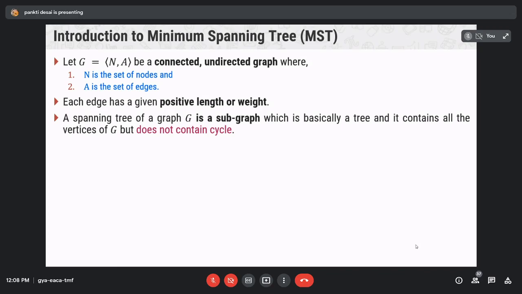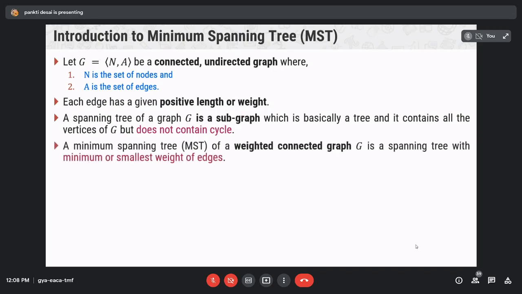Now next is the spanning tree. So what is a spanning tree? A spanning tree of a graph G is a subgraph which is basically a tree, and it contains all the vertices of G containing no cycle or no circuit. It means a spanning tree is a subgraph of graph G, which is basically a tree, and it contains all the vertices of G but without any cycle. So this is the spanning tree.